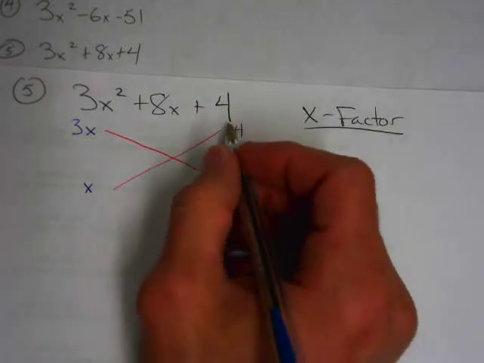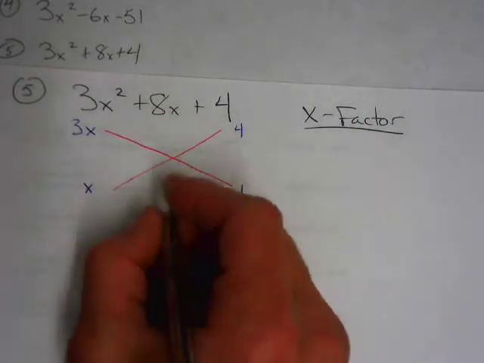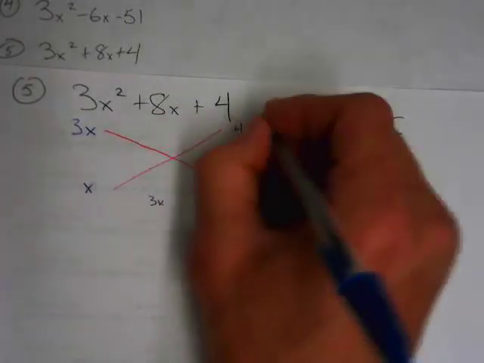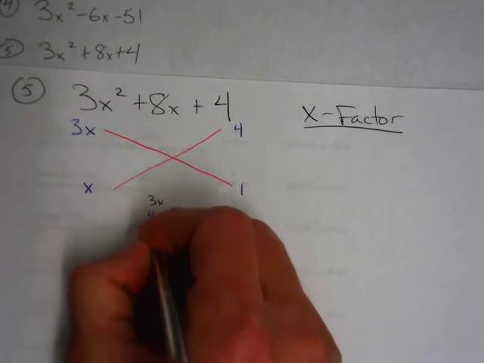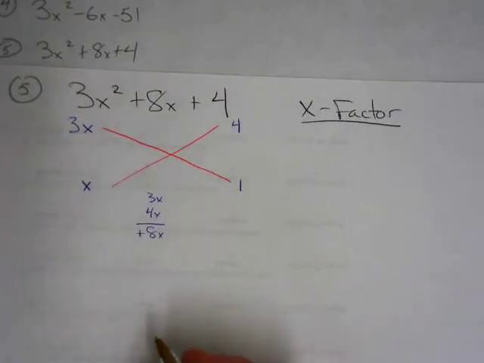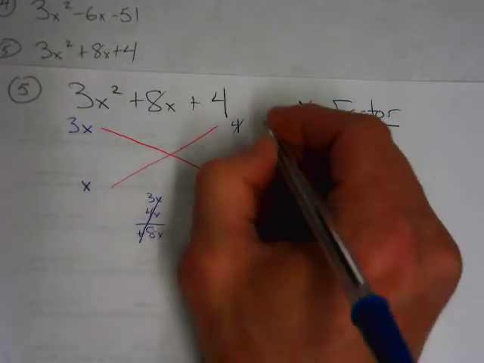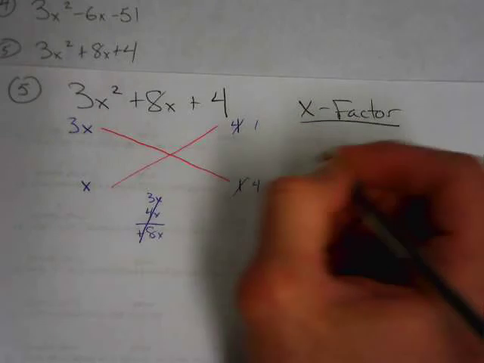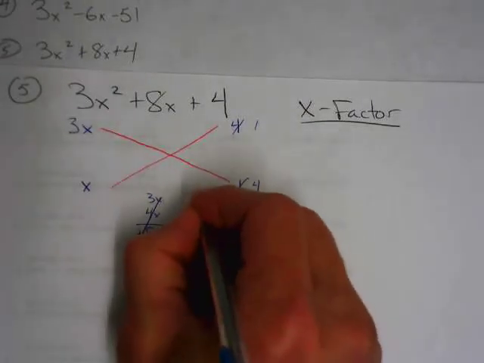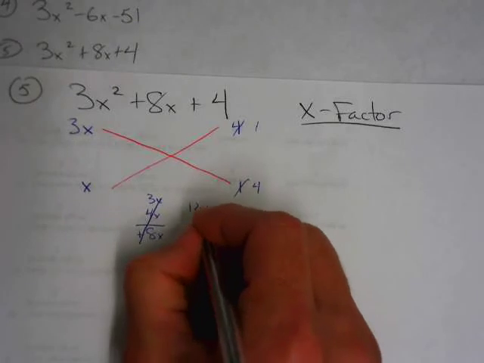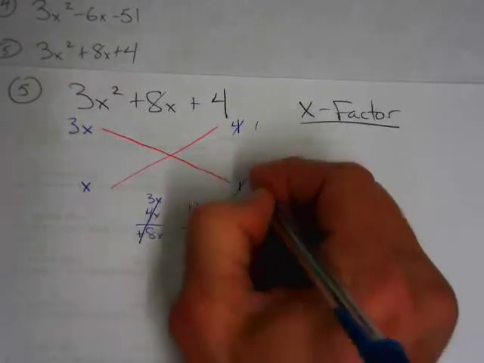And so I'm going to try out 4 and 1. And then I'm going to multiply across to get 3x here, and multiply across to get 4x here. Can I add those in any way to get a plus 8x? I can't. No. So 4 and 1 doesn't work. But what about 1 and 4? Okay, and I multiply across again. So I'd have 12x here and 1x there. Can I add those up to get 8x? No. So that's not working.